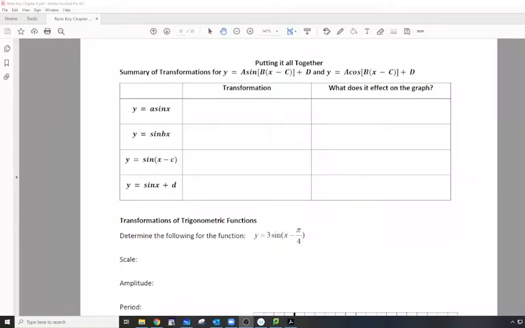This next video for chapter 6 is putting all the transformations together. So the first thing I want to talk about is a summary of transformations. What does A do? What does B do? What does C do? What does D do? So what's the actual transformation? And then what does it affect on the graph?